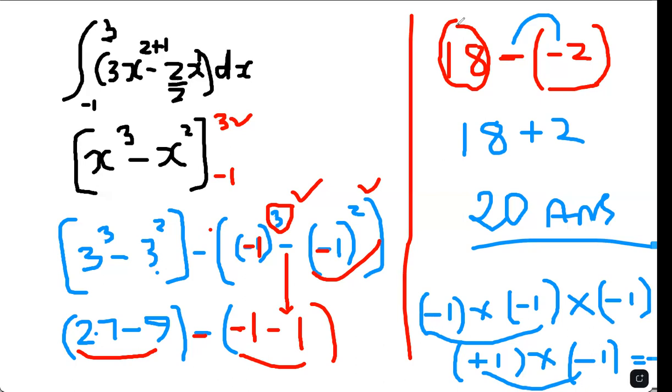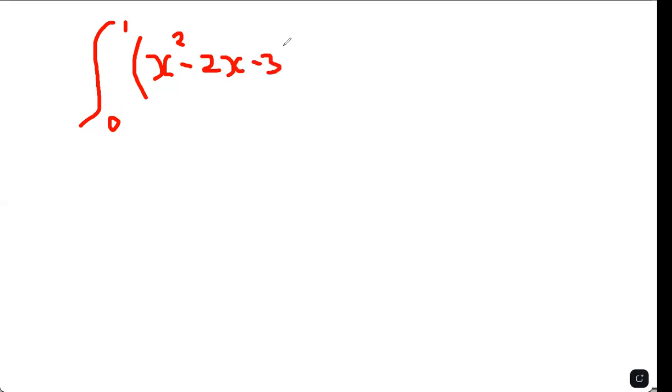So the last one is this one. The last one is the integral, the upper limit 1, the lower limit 0, of the function x squared. I want you to pay attention. X squared minus 2x minus 3 dx.